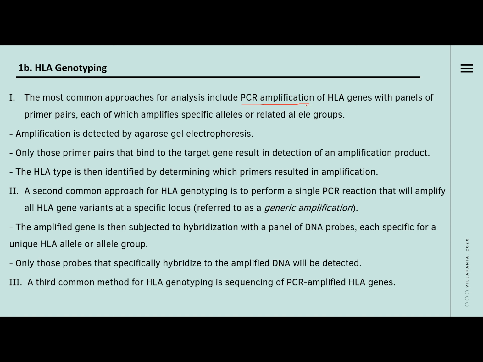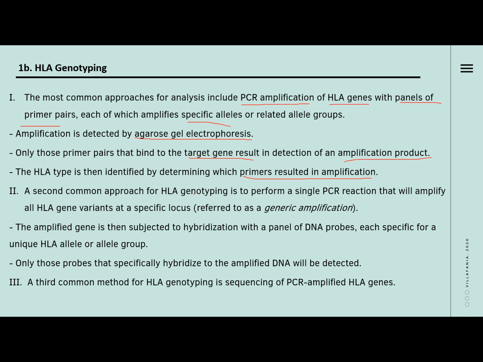You're going to perform PCR amplification of HLA genes with panels of primer pairs, each of which would amplify specific alleles or related allele groups. Amplification is detected by agarose gel electrophoresis, and only those primer pairs that bind to the target gene would result in the detection of an amplification product. The HLA type is then identified by determining which primers resulted in amplification.